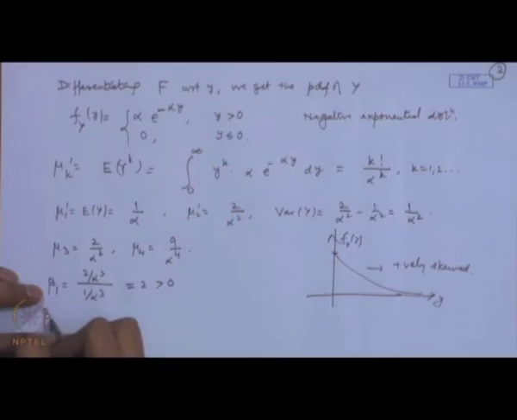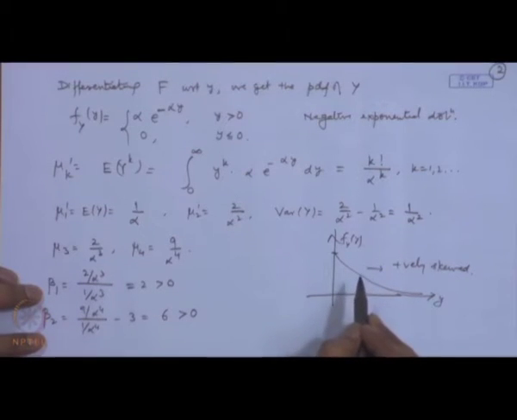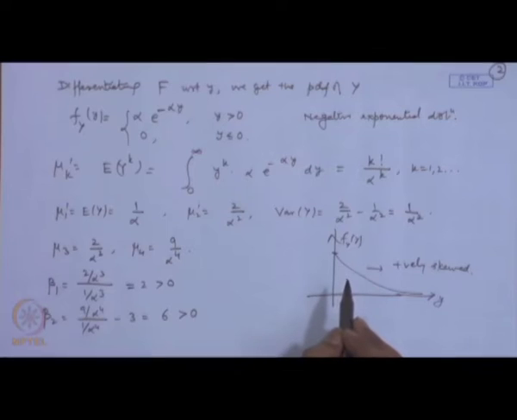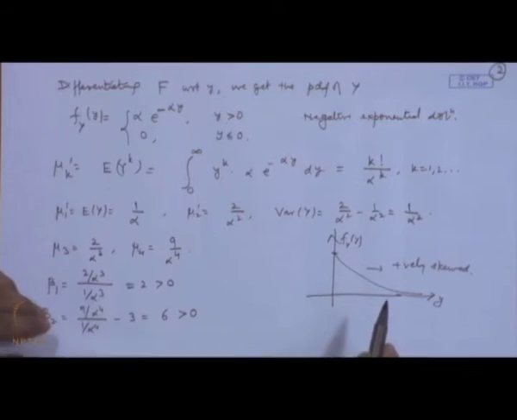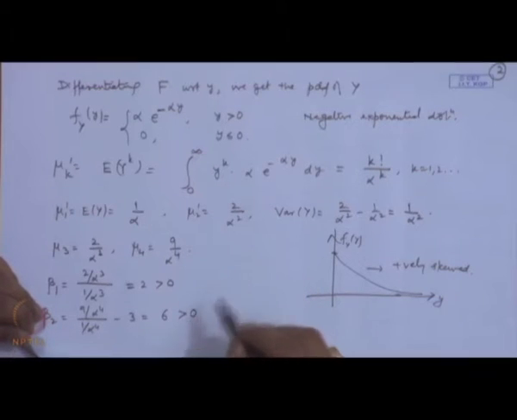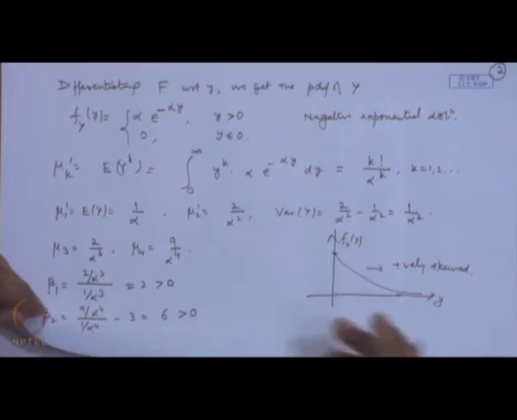Similarly, if you look at beta 2, that is a measure of kurtosis, 9 by alpha to the power 4 divided by 1 by alpha to the power 4 minus 3, that is equal to 6, that is also positive. So, the peak is higher than the normal peak for the exponential distribution. Now, like the geometric distribution, this exponential distribution also has a property which is called the memoryless property of the exponential distribution.